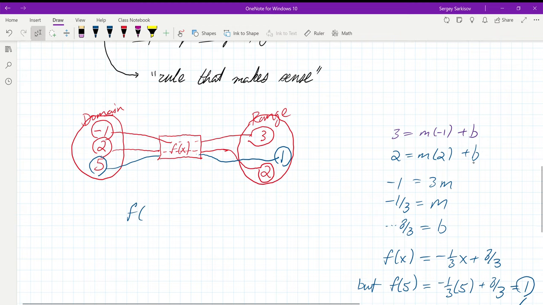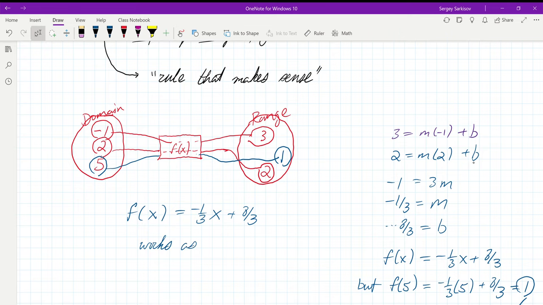f of x is equal to negative 1/3 x plus 8/3 works, and it may not be the only one, but as a linear function, okay? See that? It's kind of cool, right? So we actually found it, but again, we had to make sure that 5 went to also something meaningful.